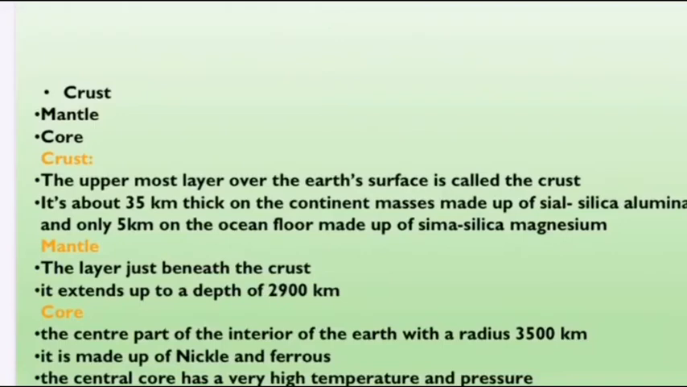The core is the center part of the interior of the earth, with a radius of 3500 kilometers. After the mantle, it is the center part of the interior. It is made up of nickel and ferrous minerals. The central core has a very high temperature and pressure. It is the hottest, going up to 5000 degrees Celsius. We cannot tolerate even 35 to 50 degrees Celsius of the sun on summer days, but the temperature of the core is 5000 degrees Celsius. Then think how high the pressure of the core will be.